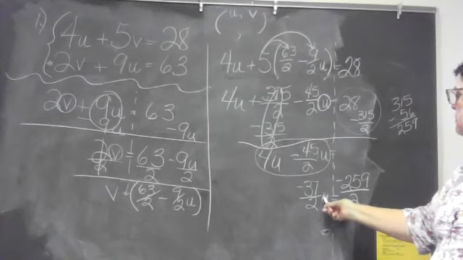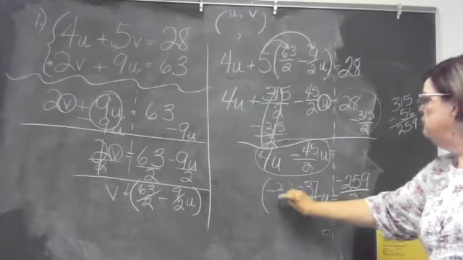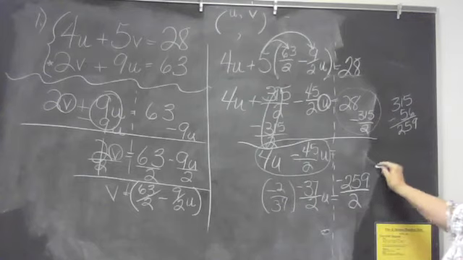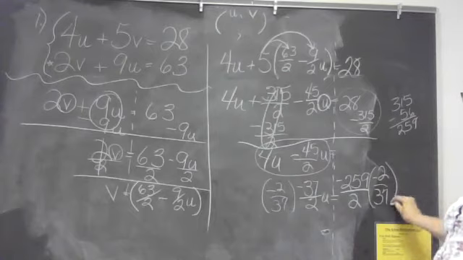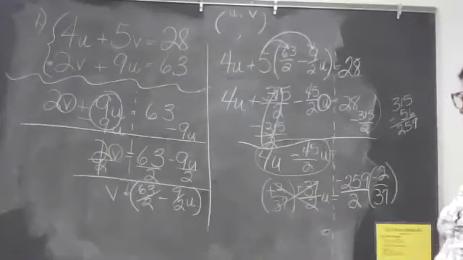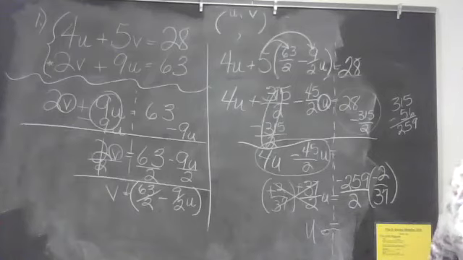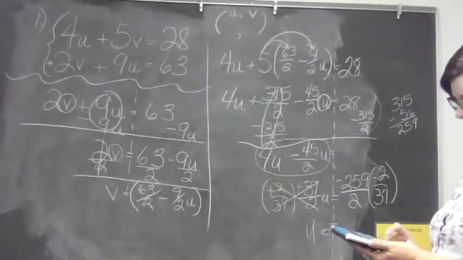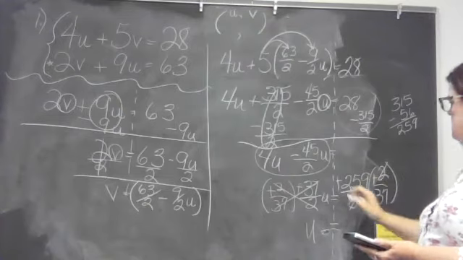And so to get rid of this, I'm going to multiply by the reciprocal. 2 over 37 negative, and over here, negative 2 over 37. Cancel, cancel, and cancel the negatives. So I have u equals negative 259, because this, and this, and this cancel.